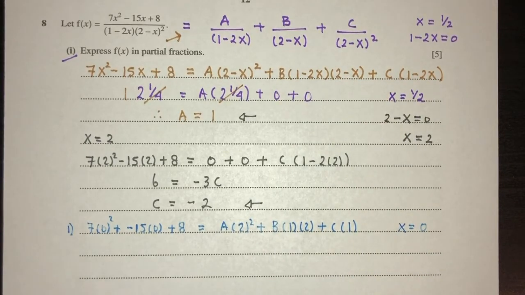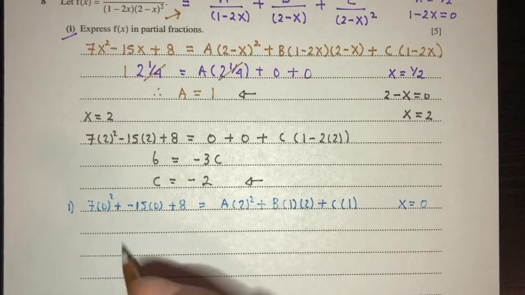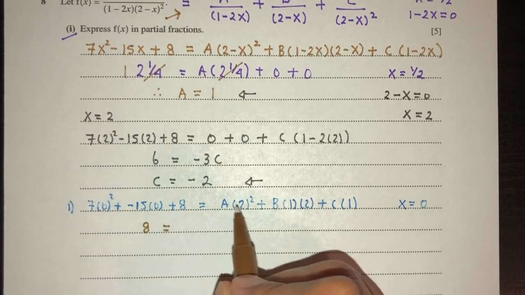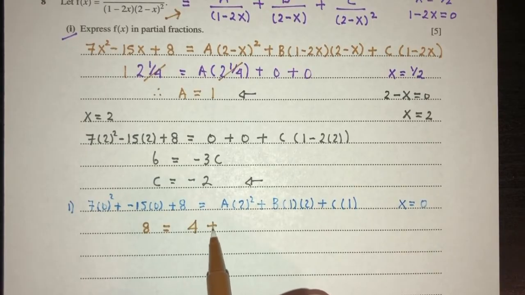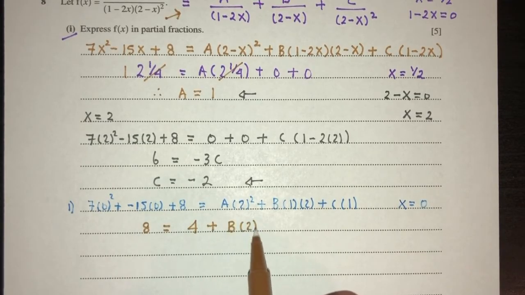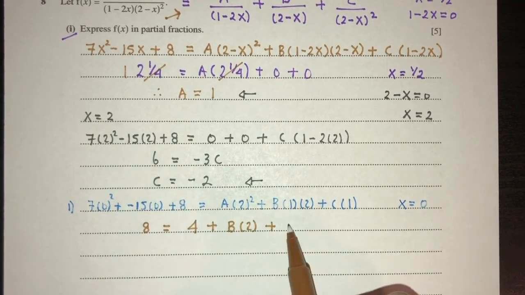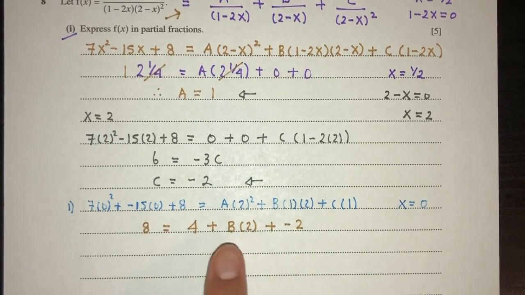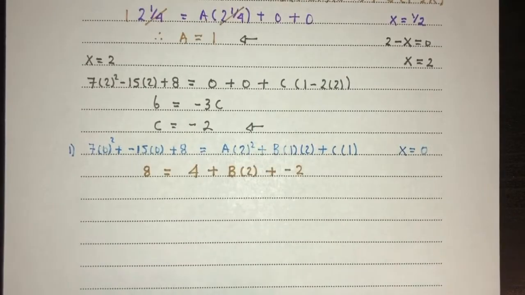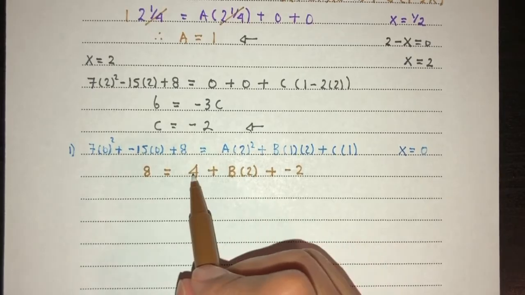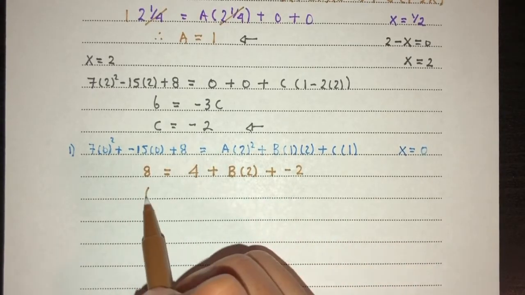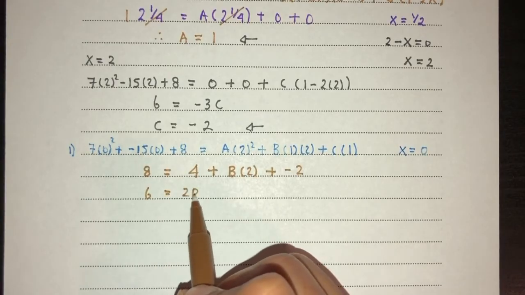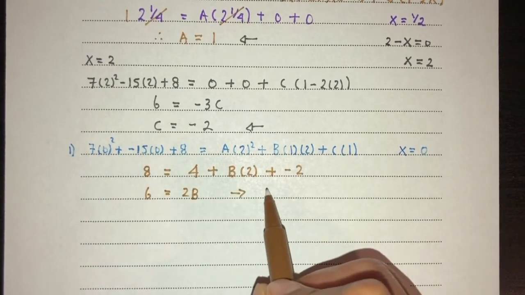Now we can try to simplify. This will become 8 on the left hand side, and this will become a, we know it's 1. 1 times 4 is 4, plus b, which we don't know, which is 2, and c is equal to minus 2. So now we have to solve for the value of b. So 4 minus 2 is 2. 8 minus 2 will be 6. So finally, b is equal to 3.